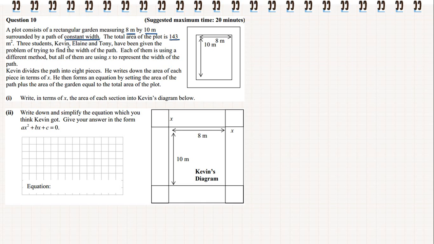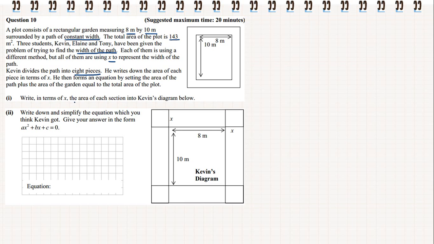3 students, Kevin, Elaine and Tony, have been given the problem of trying to find the width of the path. Each of them is using a different method, but all of them are using x to represent the width of the path. Kevin divides the path into 8 pieces. He writes down the area of each piece in terms of x. He then forms an equation by setting the area of the path plus the area of the garden equal to the total area of the plot.